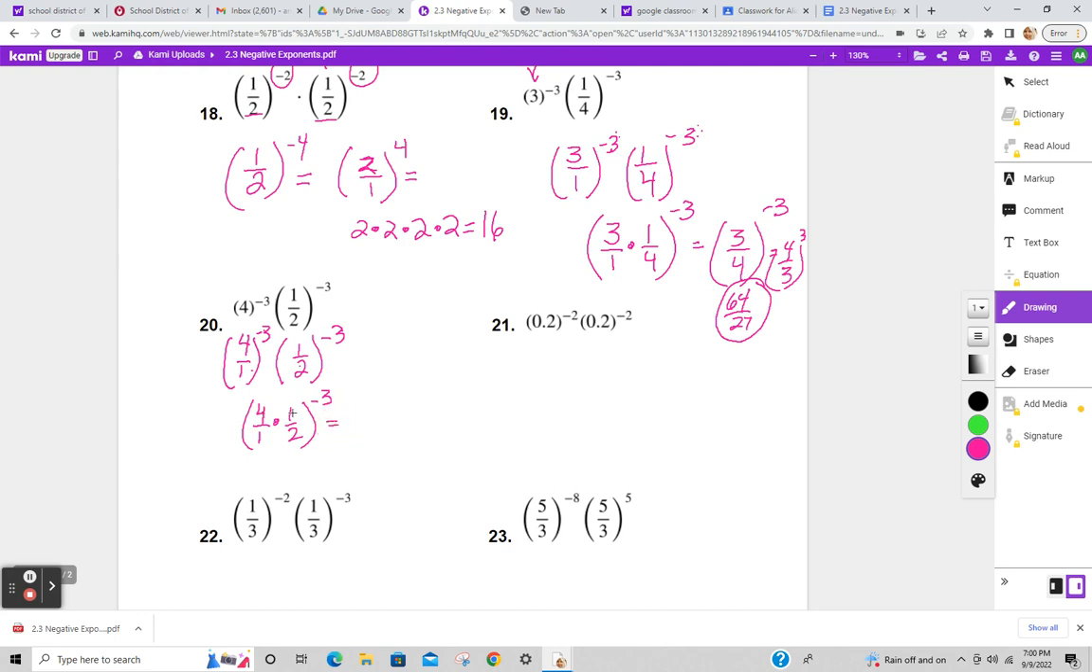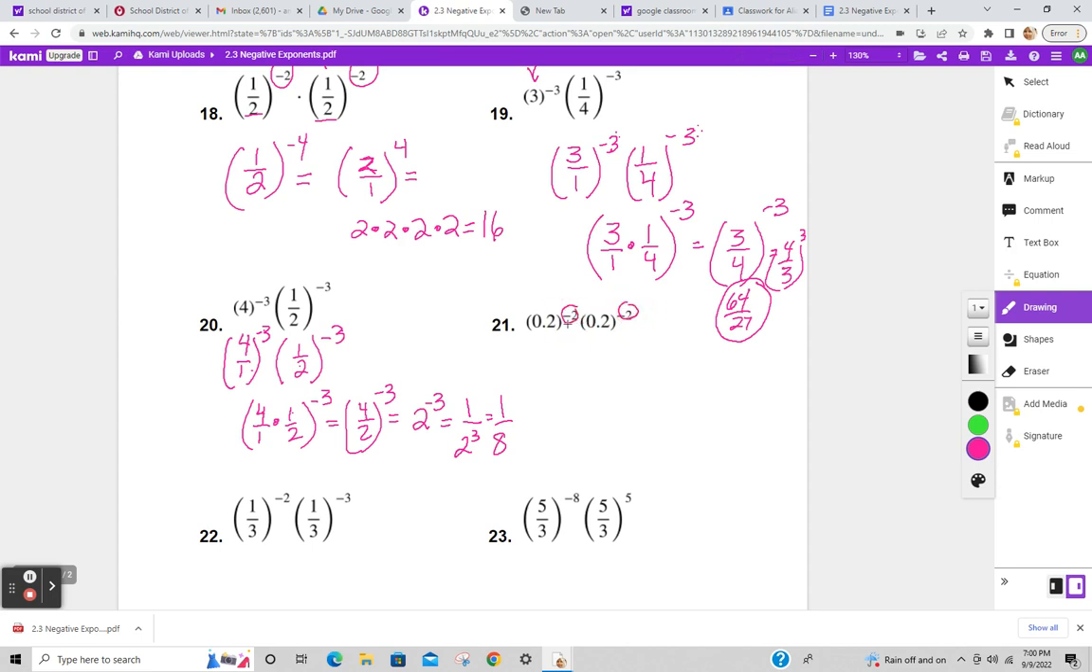So that'll give us 4 times 1 is 4, and 1 times 2 is 2. So we're going to end up with 4/2 to the -3rd power, which is 2 to the -3rd power, which by the definition of a negative power is going to give us 1/2 to the 3rd power, which is 1/8. Okay, lots of steps.